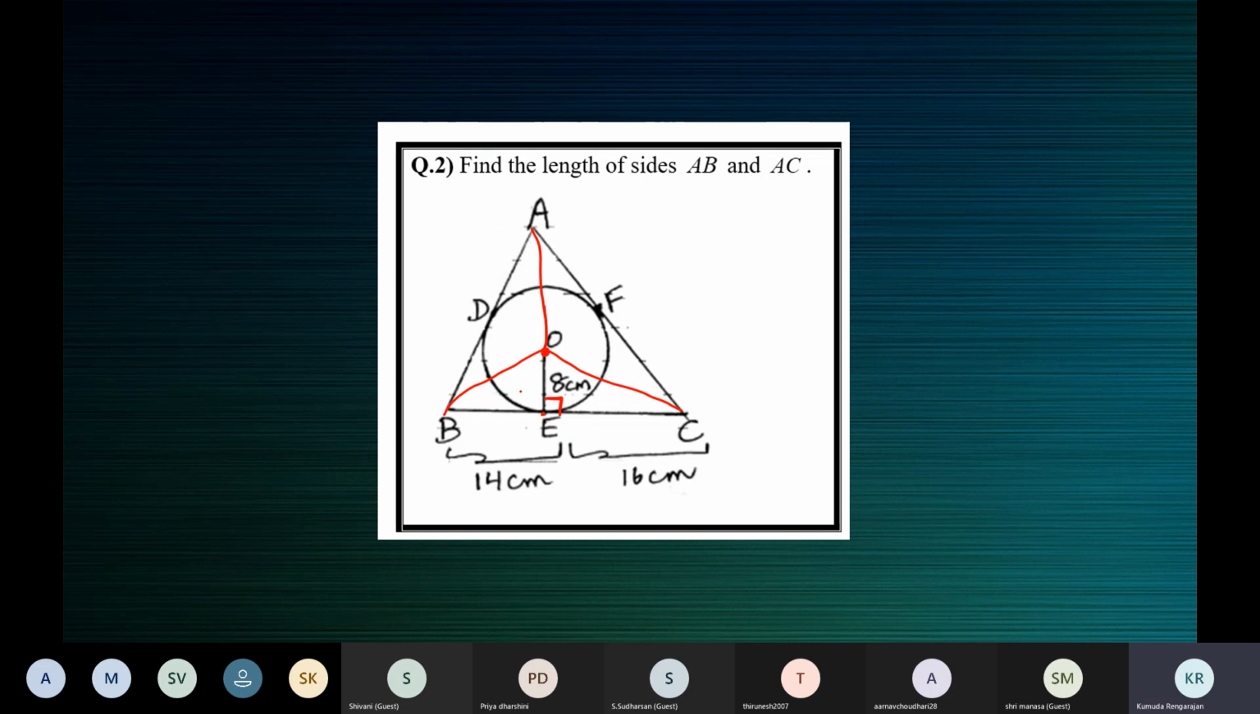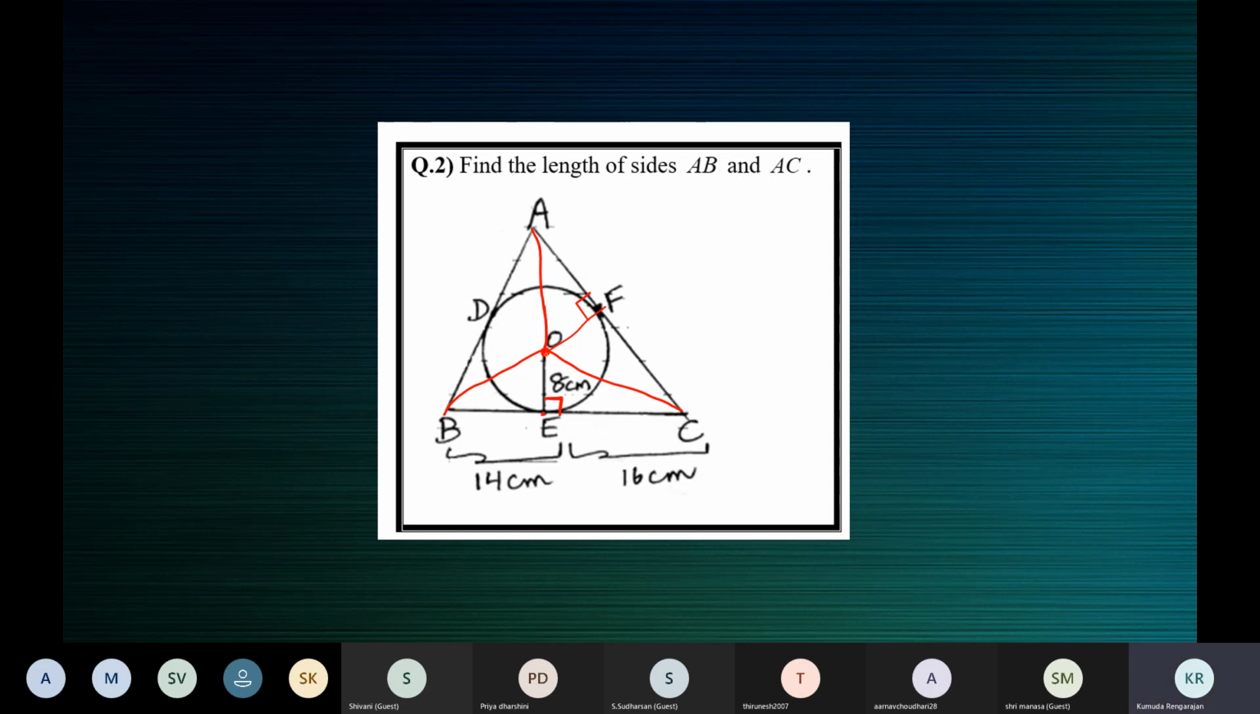For OBC, we have OE altitude. What about for triangle AOC? For AOC, OF is the altitude, ma'am, which is 8 centimeters. So what should we do? We need to join OF, ma'am. Join OF, and for the same reason, OF is perpendicular to AC.